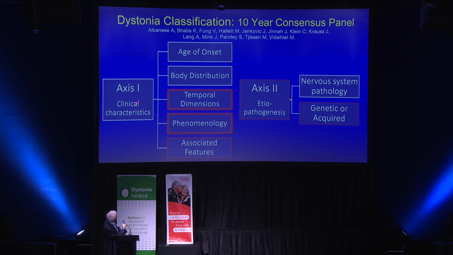Here's axis one with the features that I've told you about already. We've revised the temporal dimensions that I'll tell you about in a minute, and we've added another component called phenomenology, and we've revised the associated features. The size of the red box tells you how much we've actually changed it. And then we made some minor adjustments to axis two.